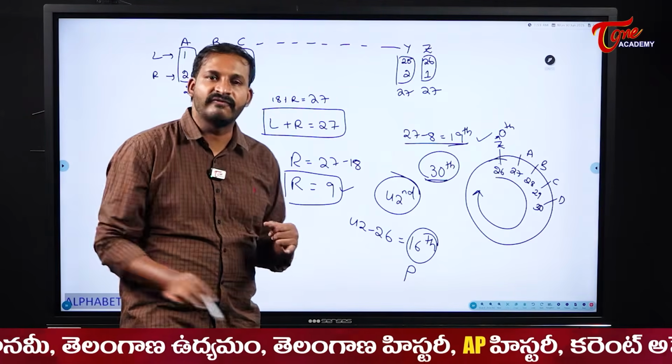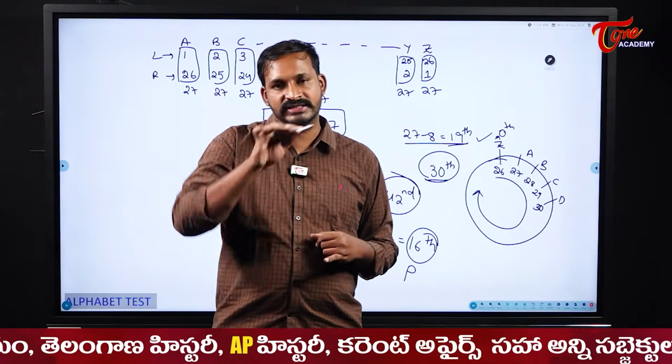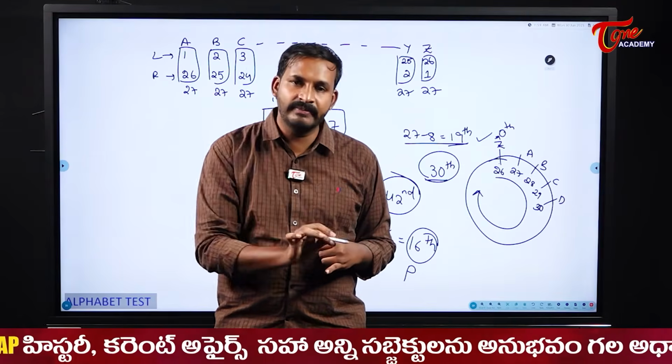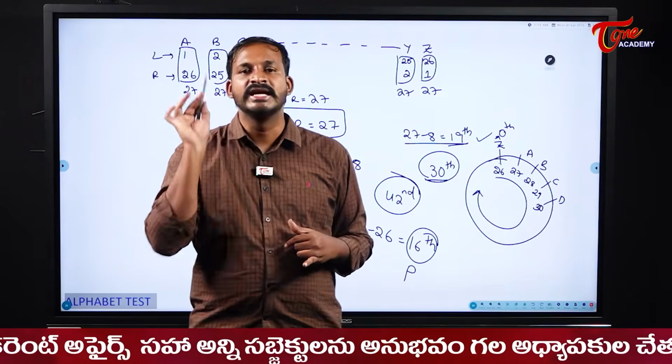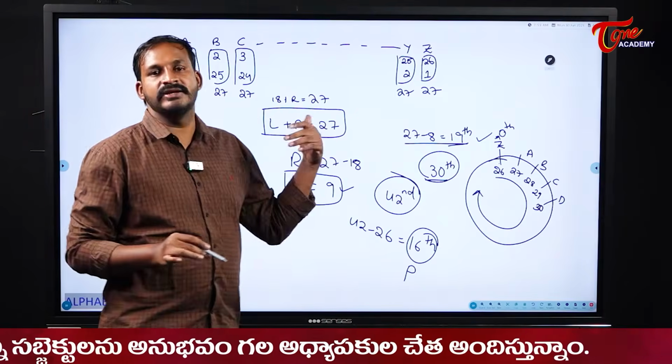So we will consider the alphabets in a circular manner. And after finishing one circle, 27 will become A again, and so on, it will continue. And Z will be the 26th alphabet as well as the 0th alphabet. If you know the place value from the left, you can easily tell it from the right.